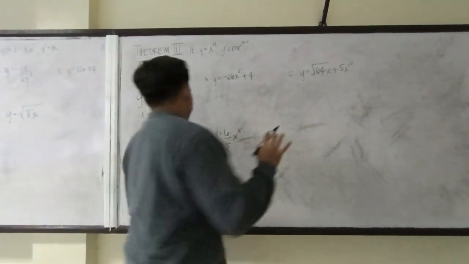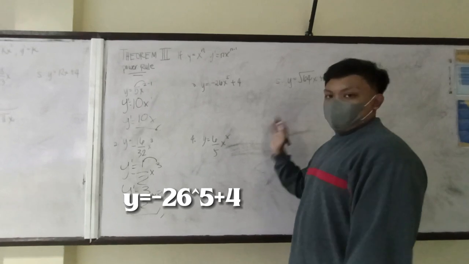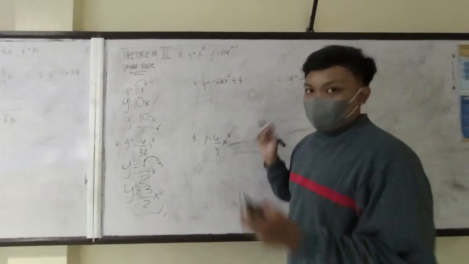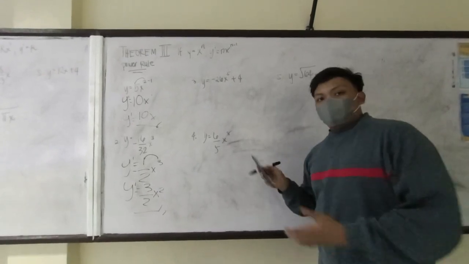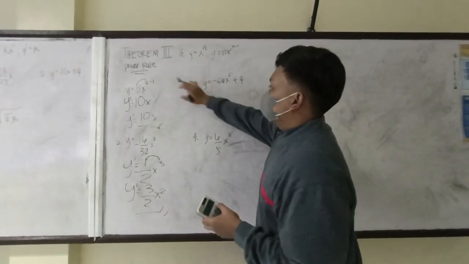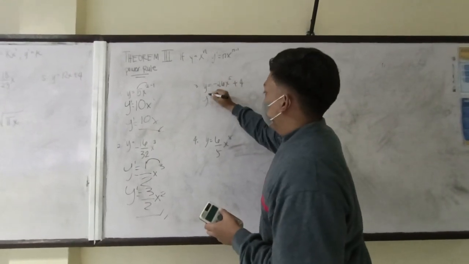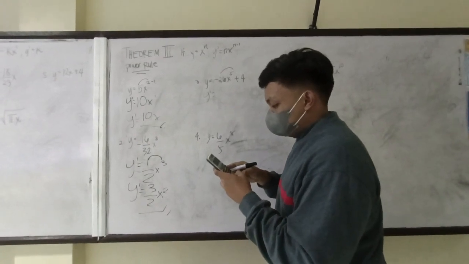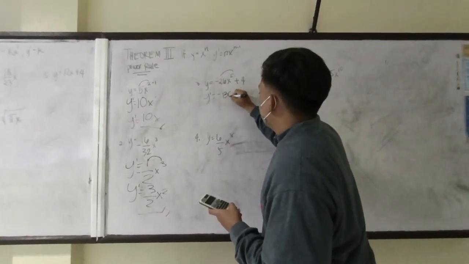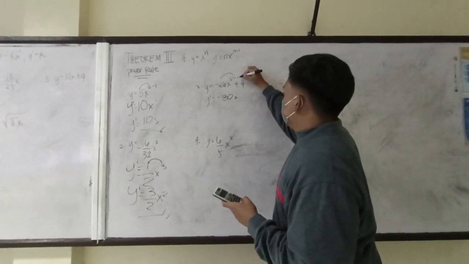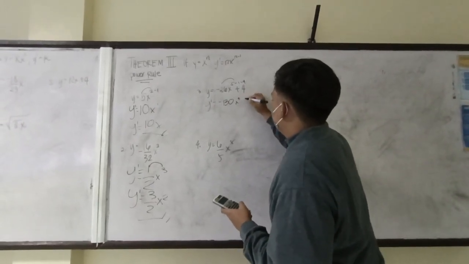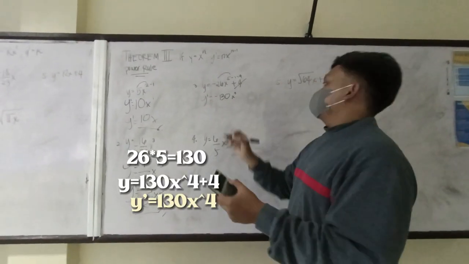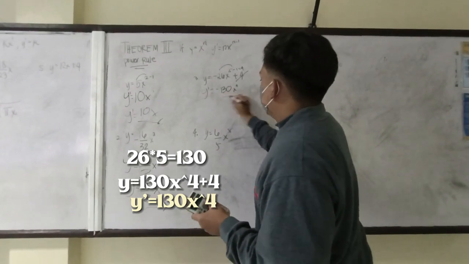Next, let's proceed to example number 3, which is y equals negative 26 x to the 5th power plus 4. Basically, we need a calculator for this to be certain of our answers. So consider the power rule. y prime equals 5 times negative 26. 5 times 26 is 130. x, 5 minus 1 is 4. So, to the power of 4. Drop the 4 because of the constant rule, based on theorem 1, it is 0. And we have an answer.